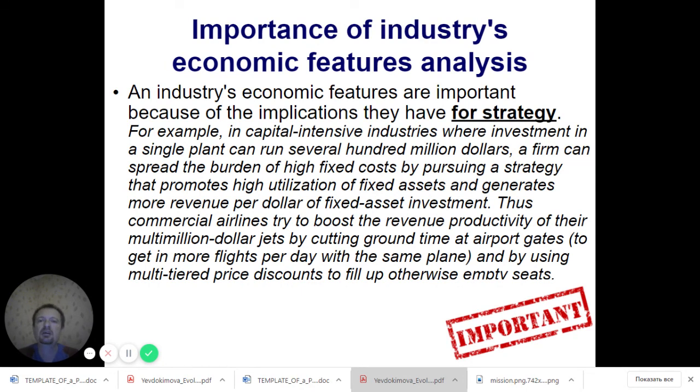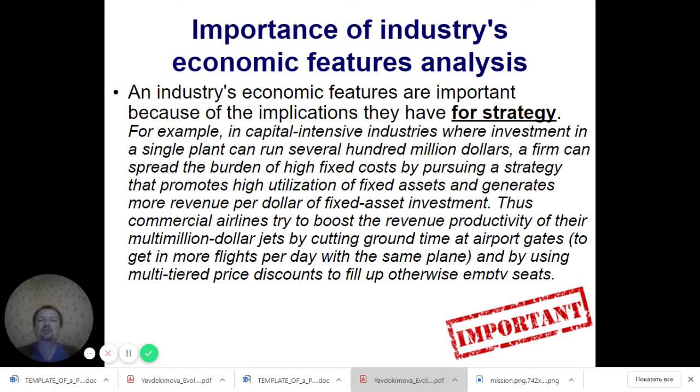And I do hope that after today's lecture, you really understood that it is quite important thing to conduct this type of analysis for the strategy, because it's not possible to create a winning strategy without understanding external environment of the company. And industry analysis, it is one of the crucial parts of external environment analysis.